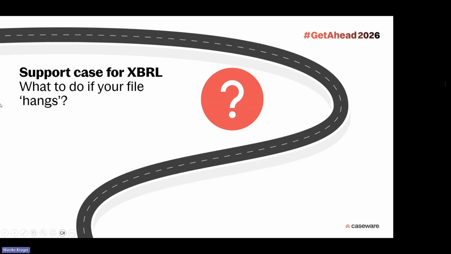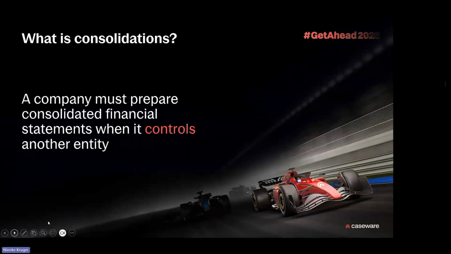Right, so with that, let's jump to consolidations. So what is a consolidation? A consolidation is something a company must prepare because there is control. That is very, very important. It's a group set of financials where you normally have subsidiaries, and you have to prepare that set of financials.